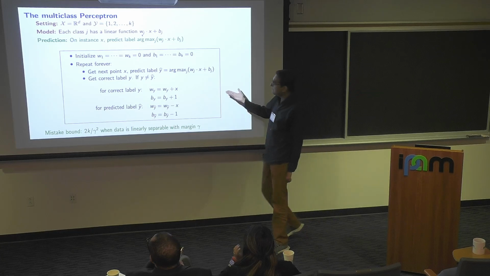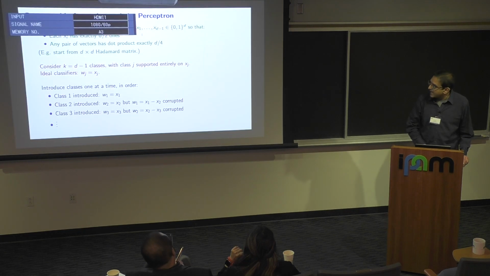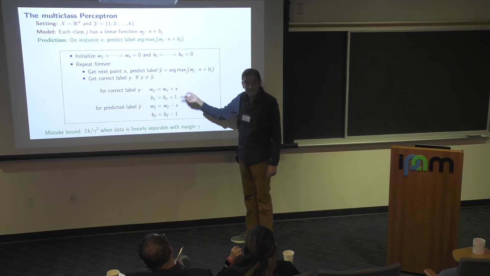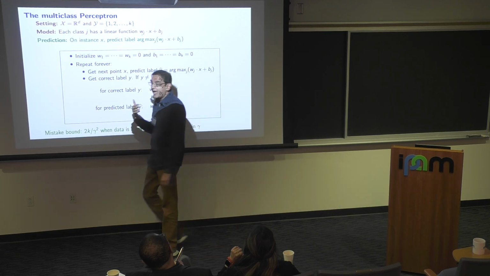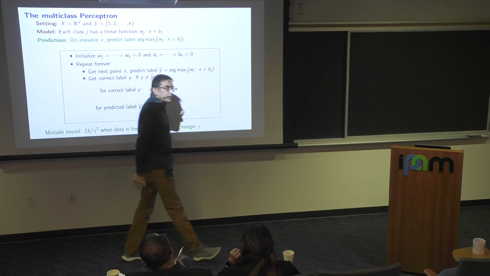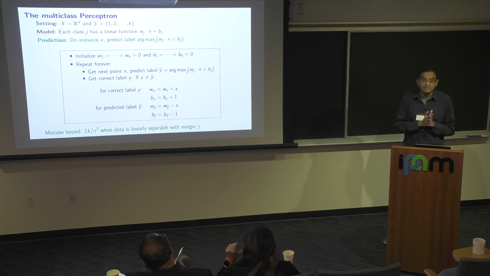And the amazing thing about this algorithm is that no matter what the sequence of data points is, as long as it's actually linearly separable, as long as there is actually a set of linear functions that will correctly classify them, this will converge after finitely many mistakes. Okay? And so this is sort of the classic perceptron algorithm. So this is just for linearly separable data. It's just learning linear functions.